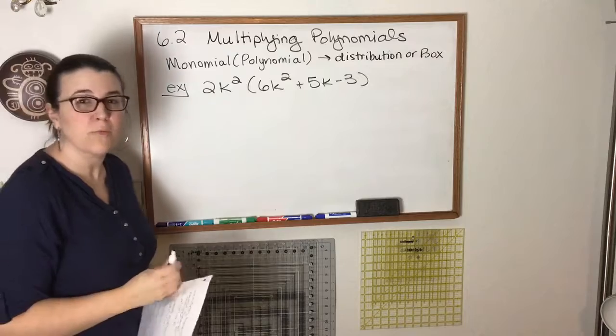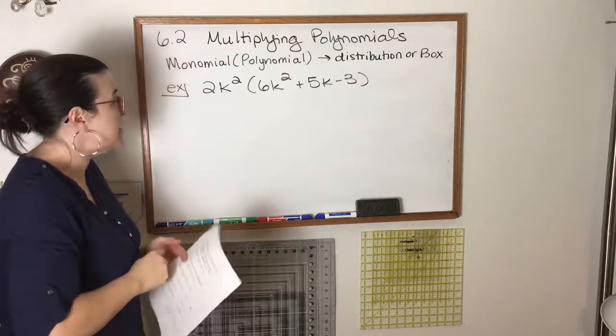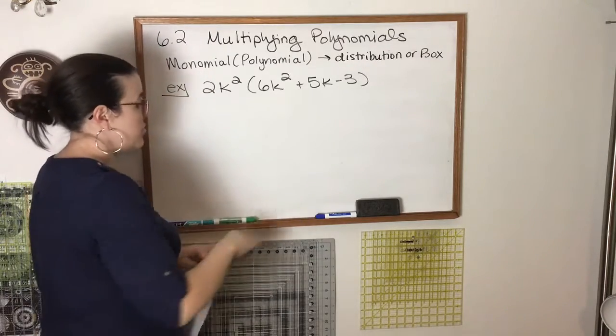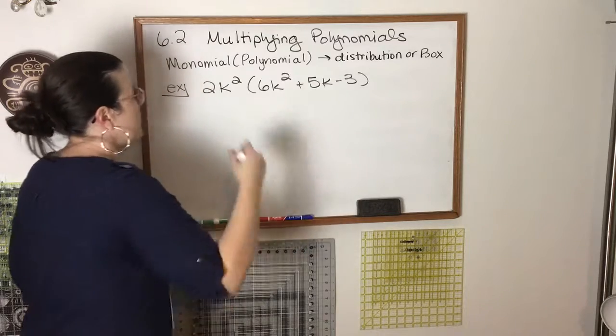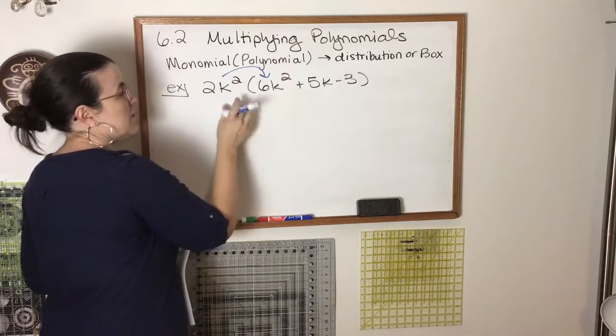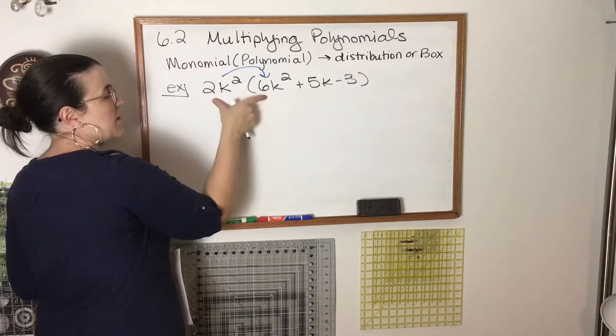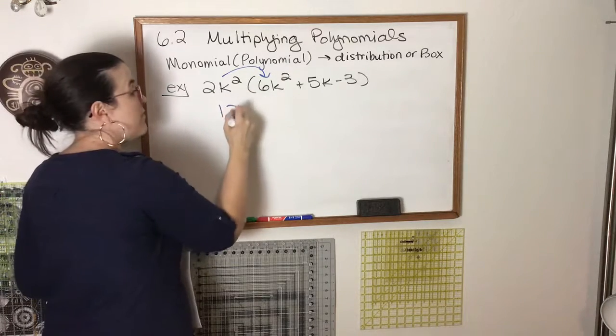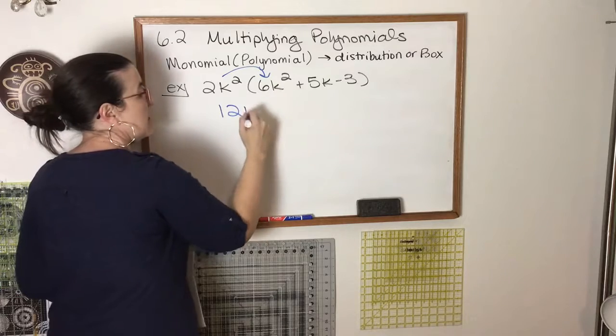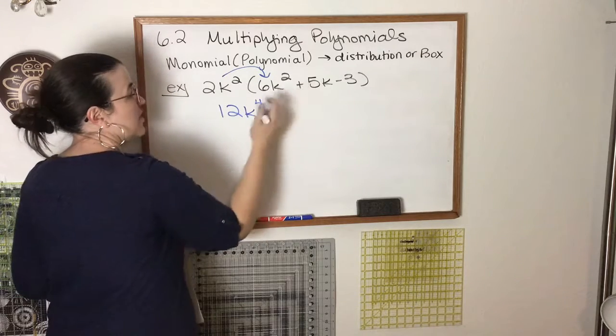All right, so for most people, the way that you've seen this before is through distribution. So what you do is you multiply first this outside term times the first term. You take like times like, so whole number times whole number. 2 times 6 is 12. And then k squared times k squared. Those two add, which gives you k to the fourth.